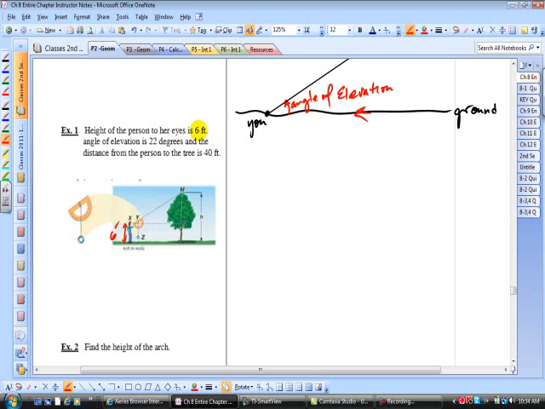So the height of the person is 6 feet. The angle of elevation is 22 degrees. Okay, angle of elevation, so think upward here. There's a triangle in here. Let me highlight the triangle so you can see it better.